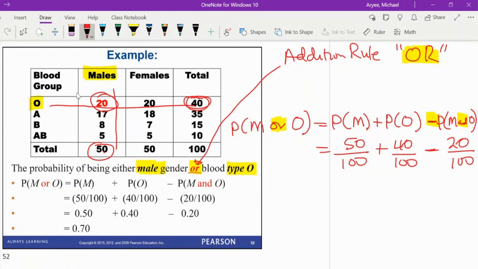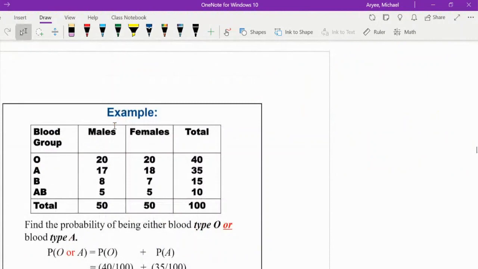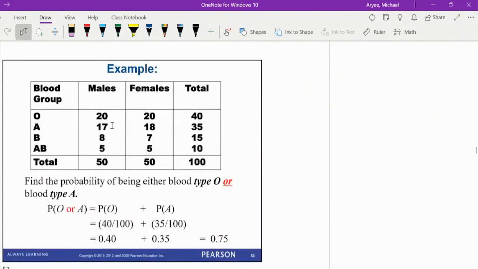So every OR question would require that you do an addition and a subtraction, unless it is mutually exclusive, which we will see in the next example. Can you go back up for a second? Okay, dear.